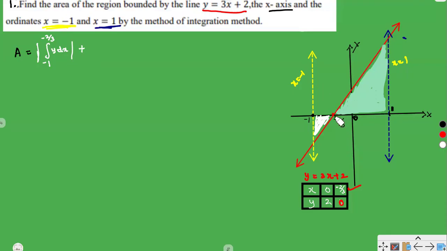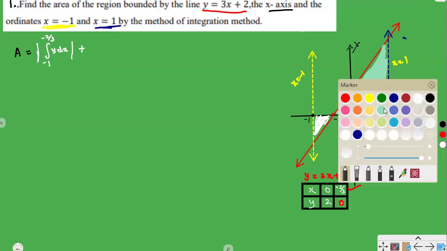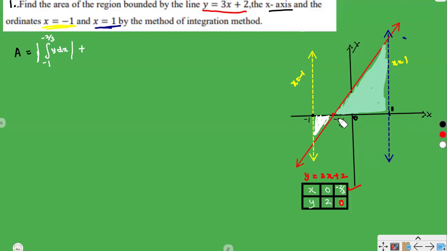And next, to find this area, here is above the x-axis, so I won't put a modulus for this. Since it is above the x-axis, what I am going to do now is take it from x equals -2 by 3 to x equals 1. So integral from -2 by 3 to 1 of y dx. And remember, the formula we use to find area is integral y dx. Integral y into dx, we keep using it everywhere.